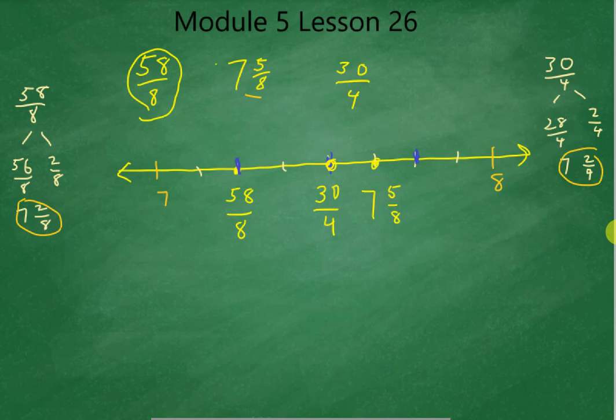And now again, we can compare these any way we want. If we want to compare 58/8 with 34ths, well, which one's bigger? 58/8, which is 7 2/8. Our 58/8, is that bigger? No. Our 34ths is bigger, so it would go like this. 34ths. Okay. 34ths is bigger.